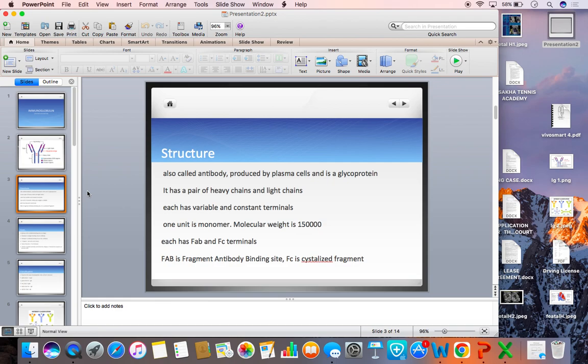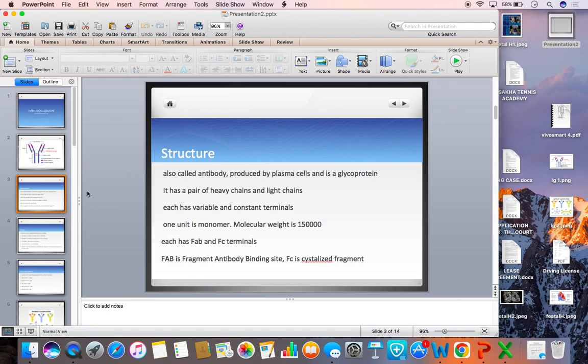So let us come into a brief account on the structure. As I told you, immunoglobulin is also called antibody produced by immune cells, that are plasma cells, and it is a glycoprotein. It has a pair of heavy chains and light chains. Each has variable and constant regions. One unit of immunoglobulin is called monomer, and the molecular weight is 1,50,000. As you have seen in the structure, each has a pair of FAB and FC terminals.